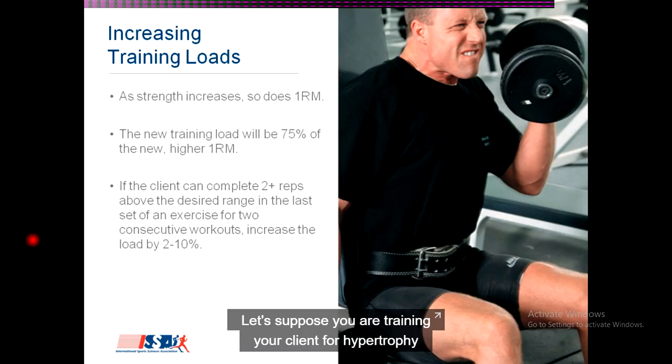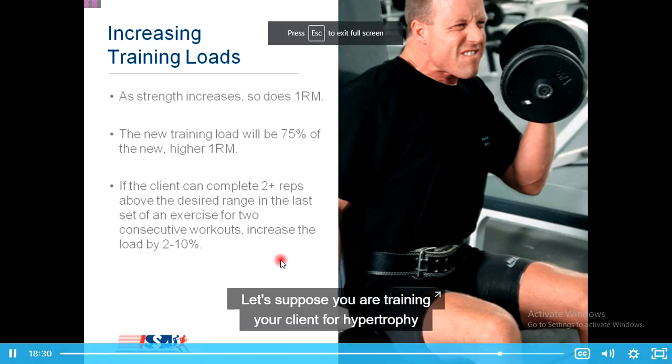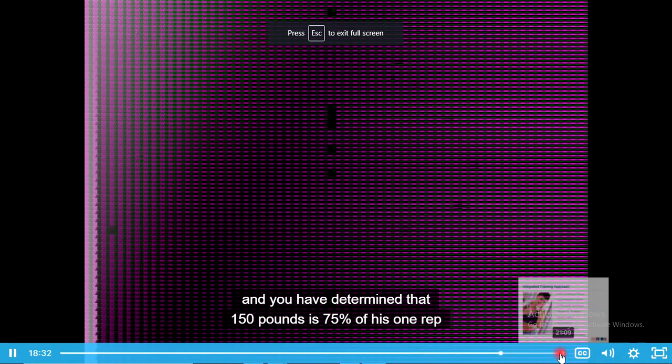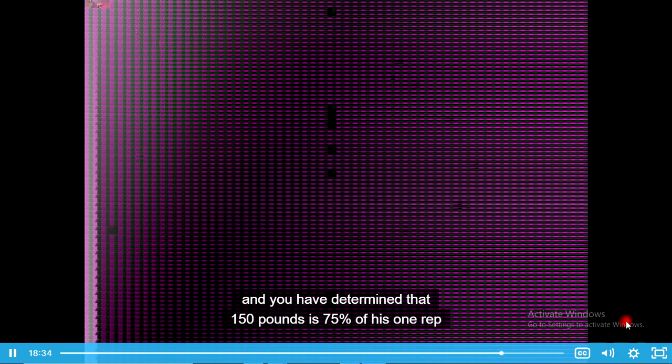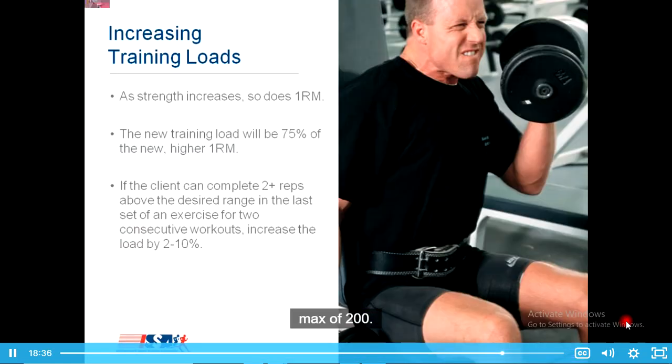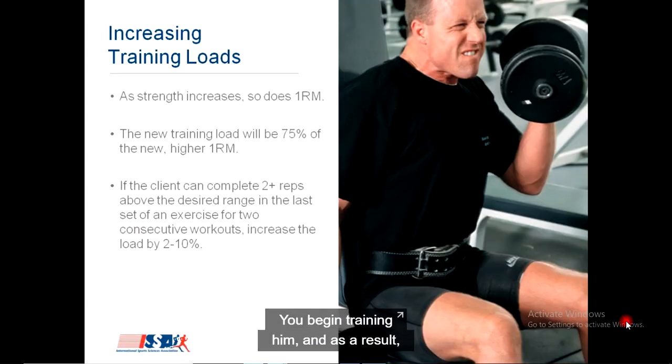Let's suppose you are training your client for hypertrophy, and you have determined that 150 pounds is 75% of his 1 rep max of 200. You begin training him, and as a result, he begins to get stronger. How do you know when to increase his weights? And will this change the percentage of his 1 rep max?